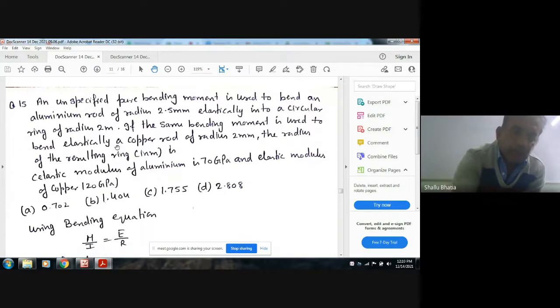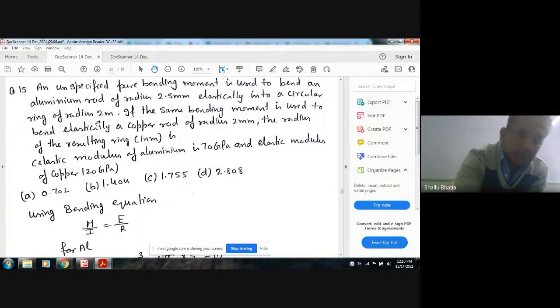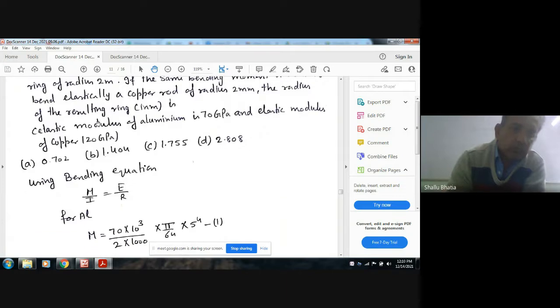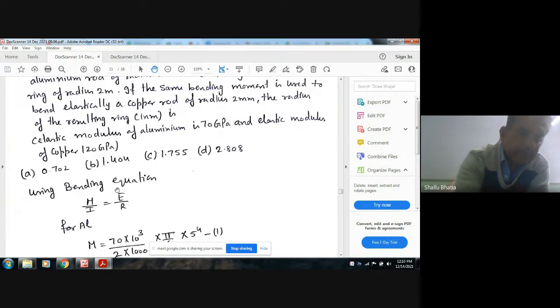Now the radius of the aluminum rod is 2.5 mm. It is converted into a ring. Okay, so the radius of the circular ring is 2 m. Now, in the bending equation, M by I equals E by R.